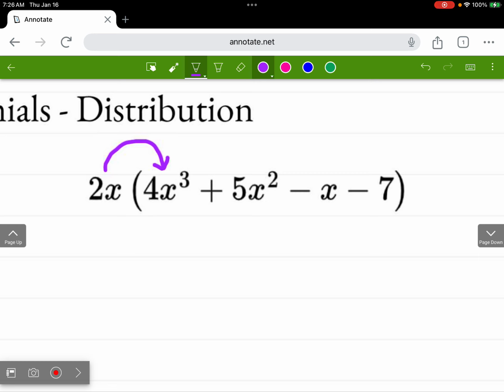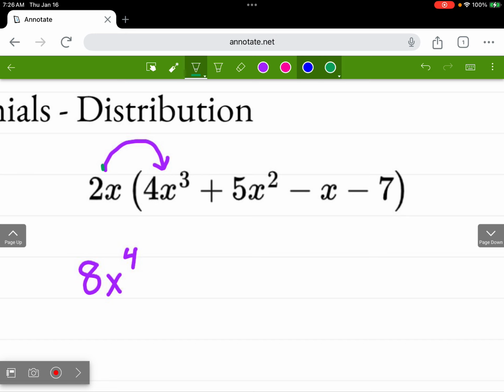What is 2x times 4x cubed? 8x to the fourth power. Yes, 8x to the fourth. We don't have a special word for fourth power like we do for square and cubed. We just say to the fourth power, because the Latin-y stuff gets really weird after that. It does technically have a word, but it's just weird.